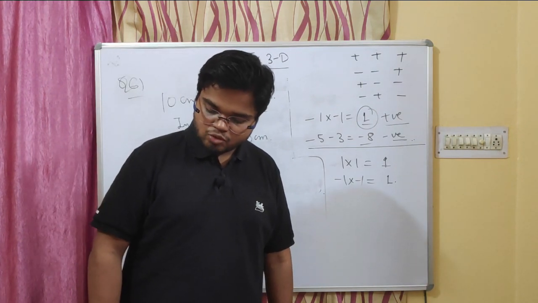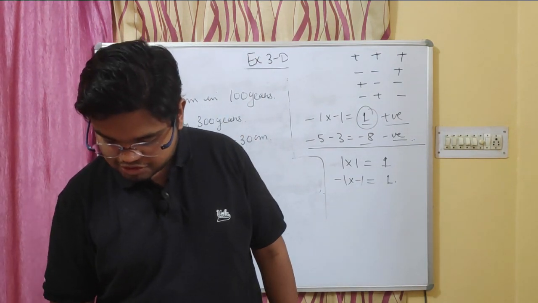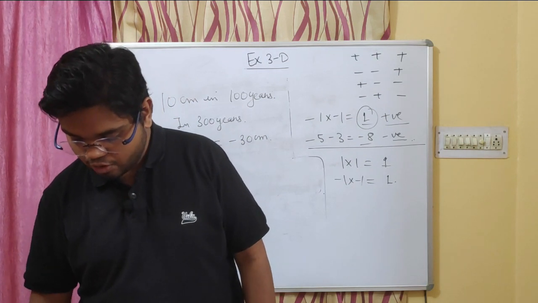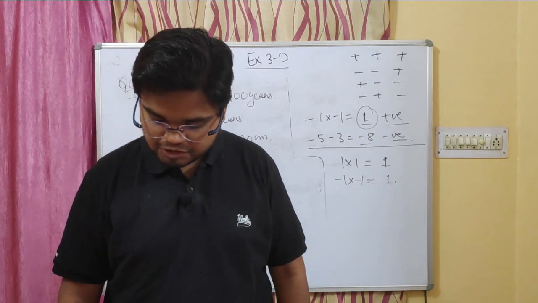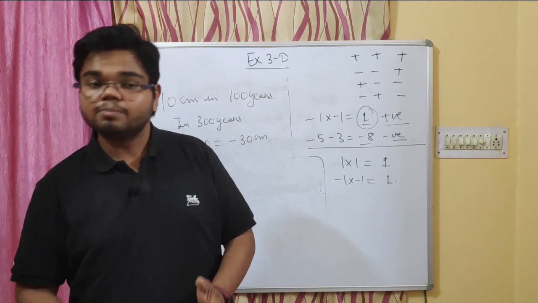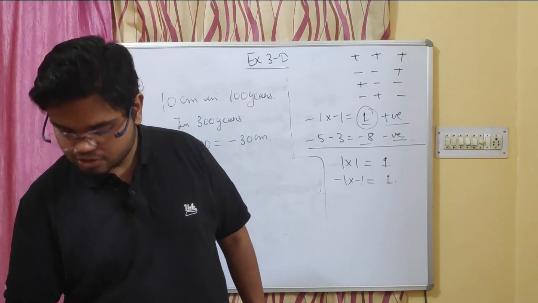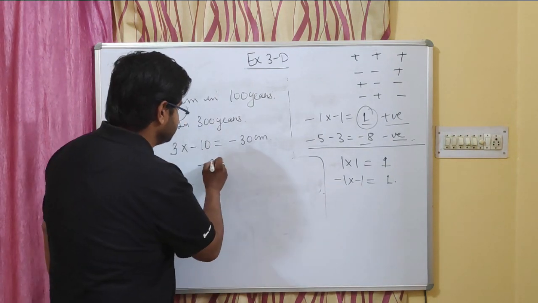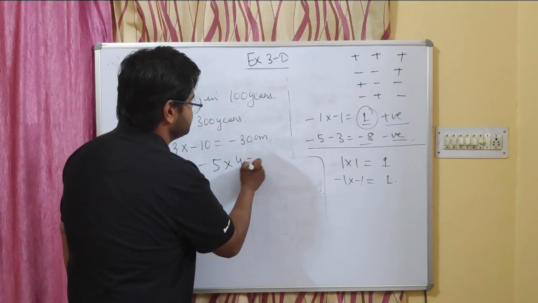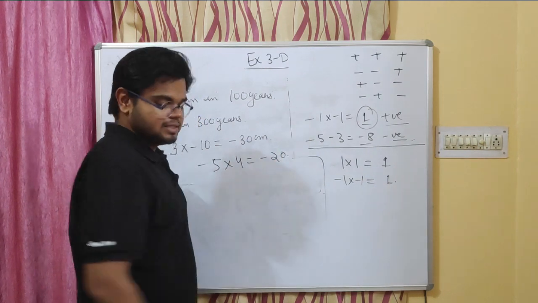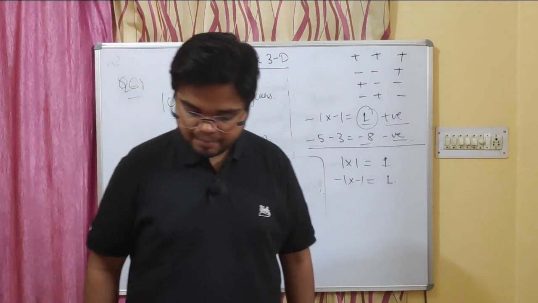During a game, Priya scored minus 5 points for each question she missed. She missed 4 questions. What was the total number of points she scored on missed questions? So minus 5 for 1, and for 4 questions it will be minus 5 into 4. So it will be minus 20, the number of points that she missed.